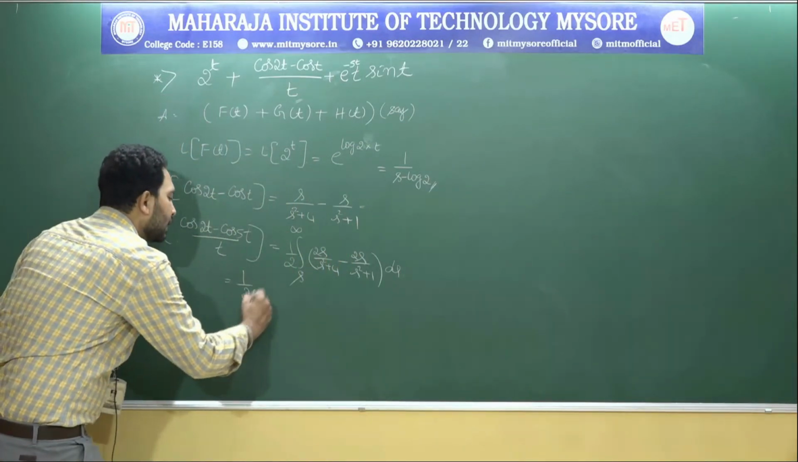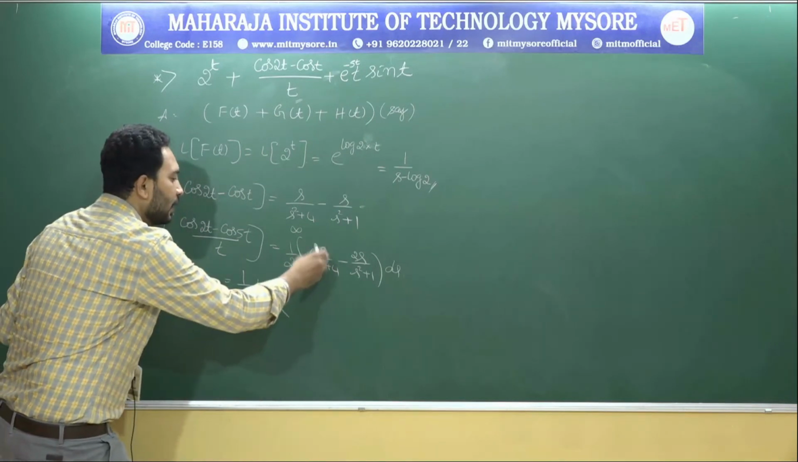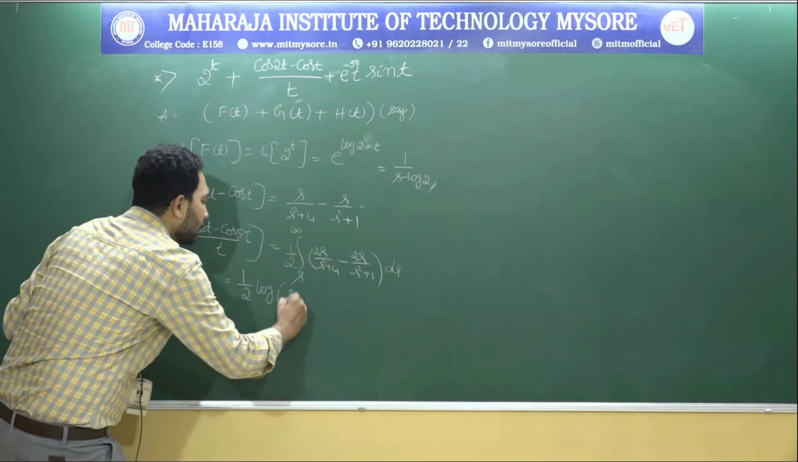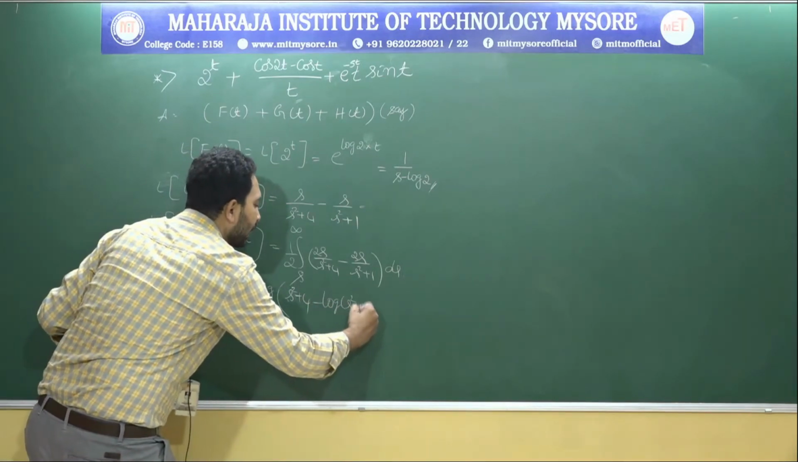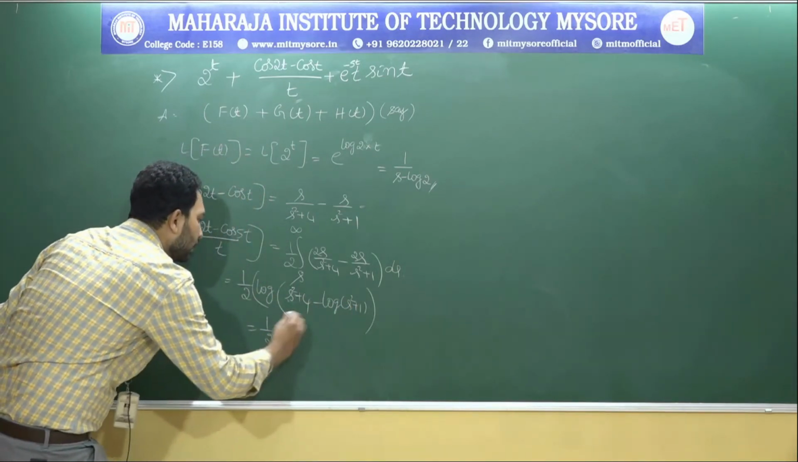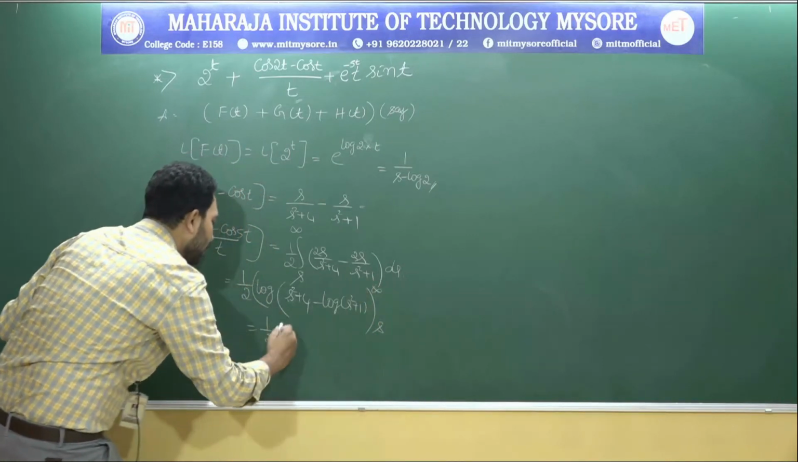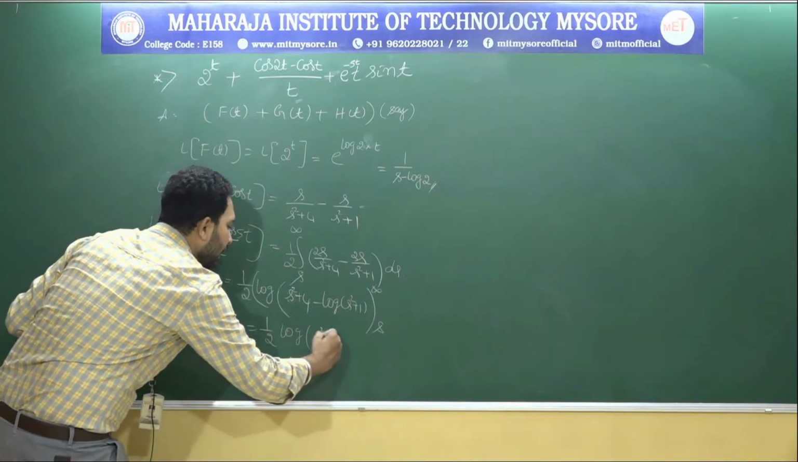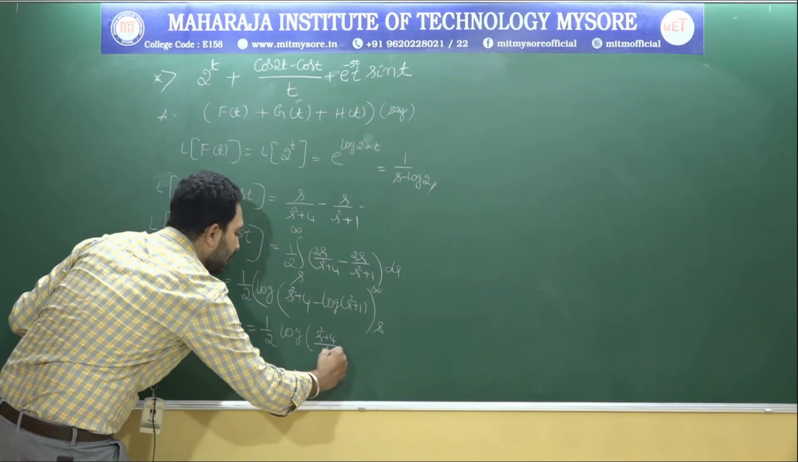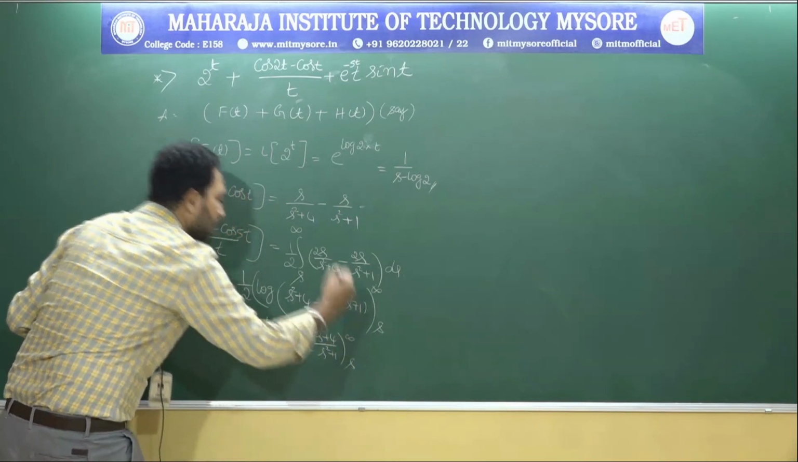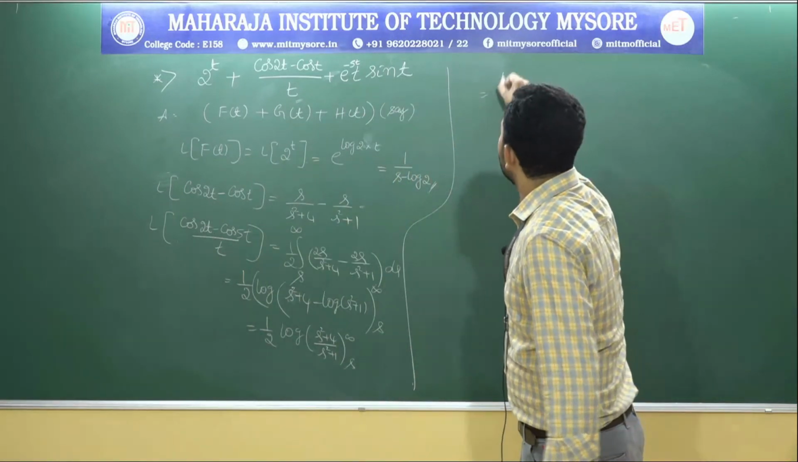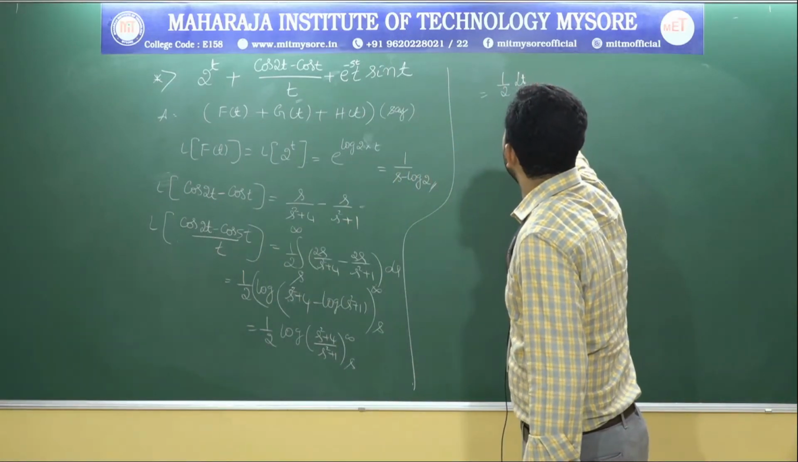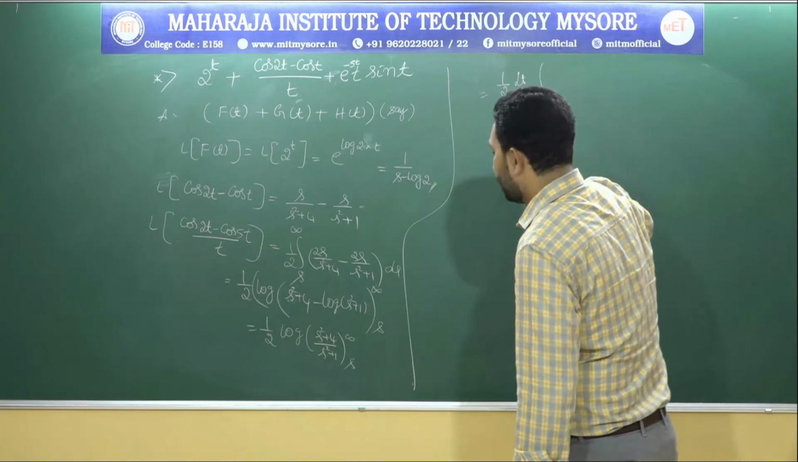So I can write this directly as log of s square plus 4 minus log of s square plus 1. That is 1 by 2 integral from s to infinity, 1 by 2 into log of s square plus 4 divided by s square plus 1, from s to infinity. So this becomes 1 by 2 into the limit s tends to infinity.